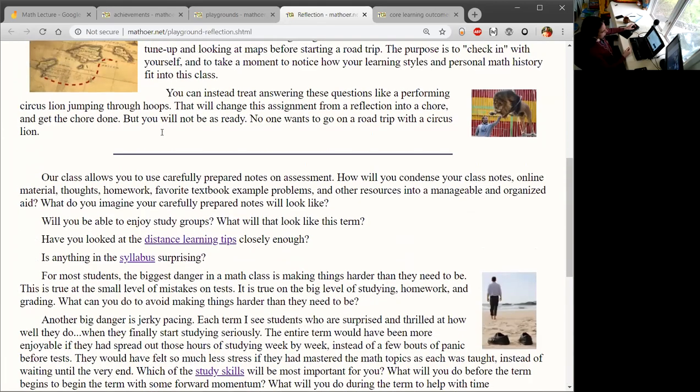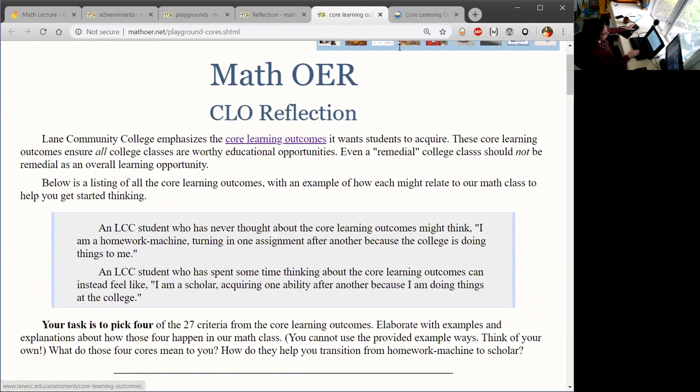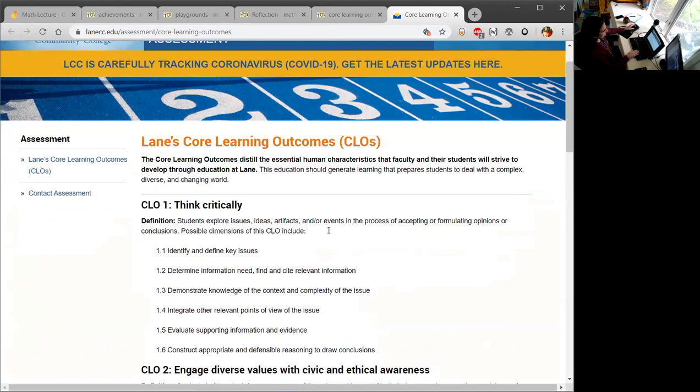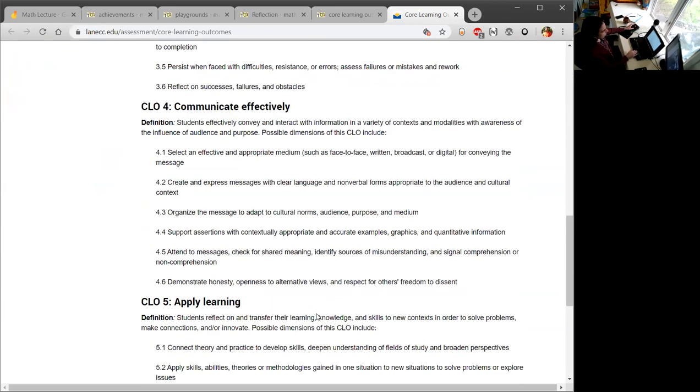So that's that one. The other one is from LCC. LCC itself has what it calls core learning outcomes. And these have headings and subheadings. And the idea is that all classes at LCC are worthwhile. That if someone says, this is a silly class, it will never help you get a job, you can say, oh, that's not true. Even if we're just studying underwater basket weaving, then still we're learning about thinking critically and engaging diverse values with civic and ethic awareness and all the rest of these.